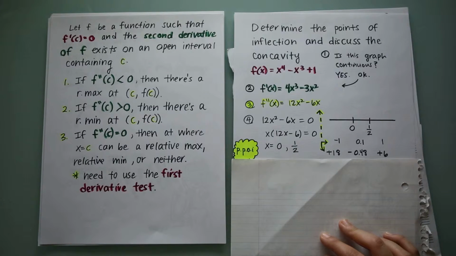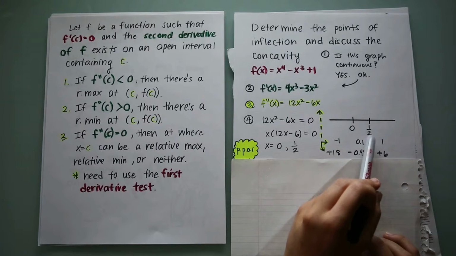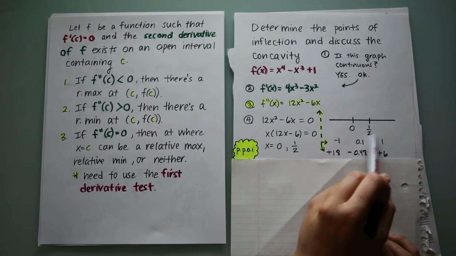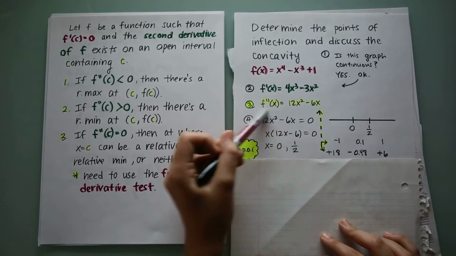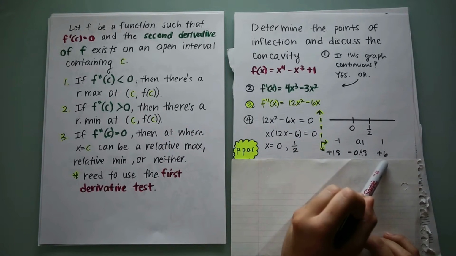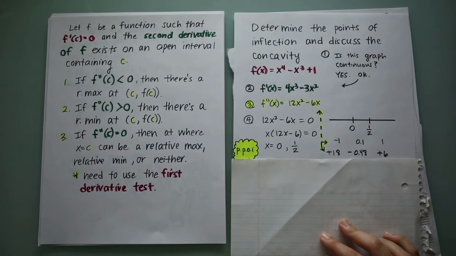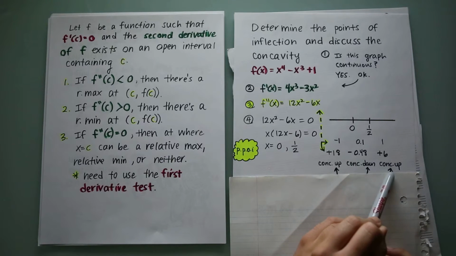For a number between negative infinity and 0, I used negative 1. For between 0 and 1/2, I used 0.1. And for 1/2 to infinity, I used 1. After plugging these test values into my second derivative, I got a positive number, a negative number, and a positive number again. You don't have to solve for the exact value, just know its sign, since that's what determines concavity. Positive is concave up, negative is down, and positive is up again.